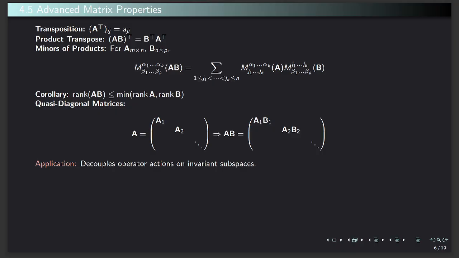So for quasi-diagonal or block diagonal matrices, as shown here, the structure simplifies dramatically. The product of two block diagonal matrices is a block diagonal matrix where the corresponding blocks are simply multiplied. This reflects a decoupling of the operator's action on specific independent subspaces.